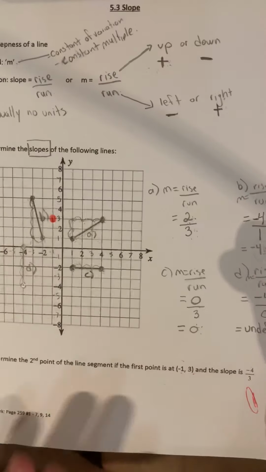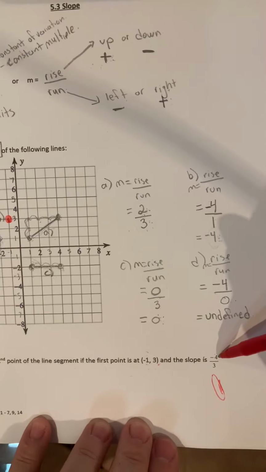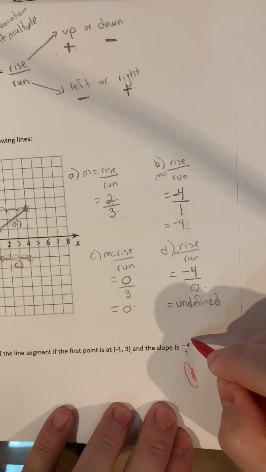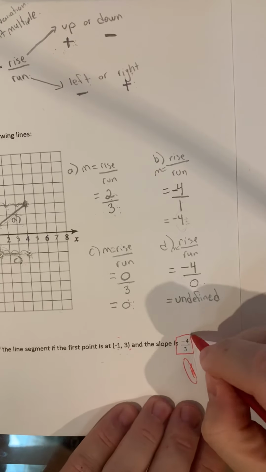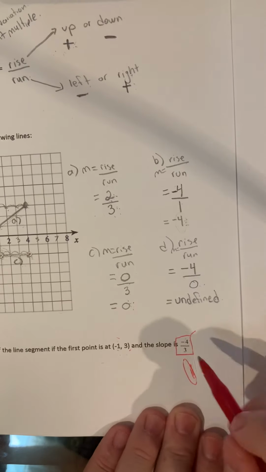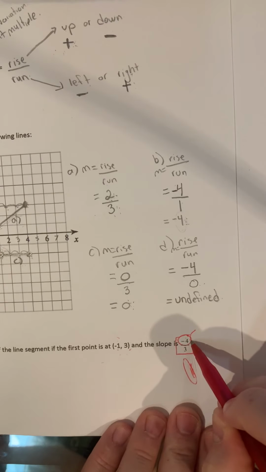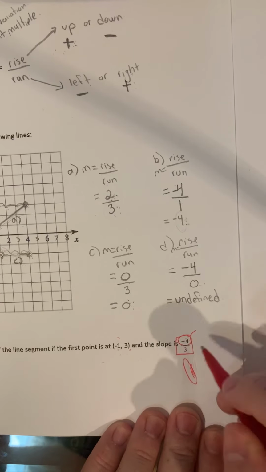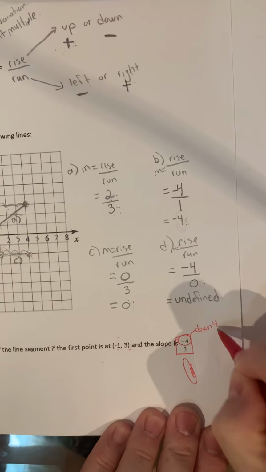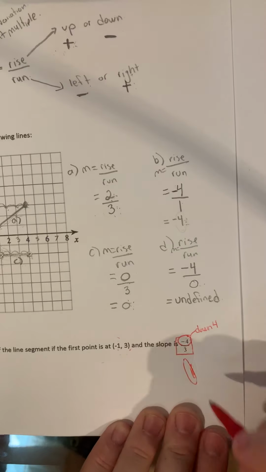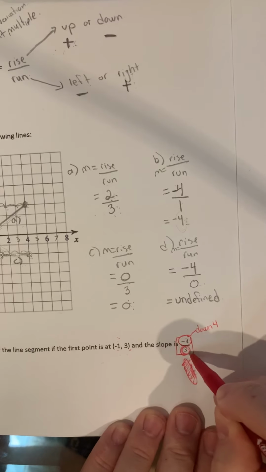Now, it doesn't give us a second point, so we have to find the second point, but it gives us our slope. Our slope is -4/3. So -4 is up or down. Remember, the top number represents up or down. If it is -4, then we're going down 4. And then the 3, it's +3.